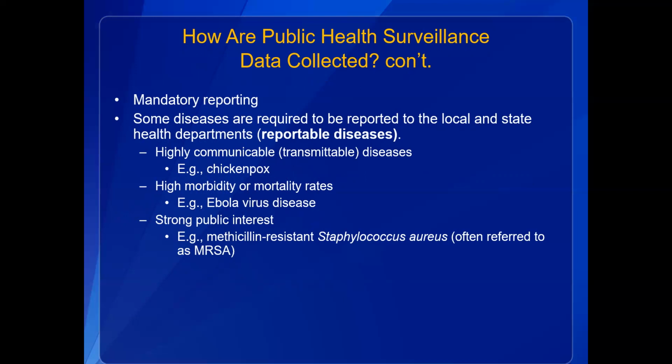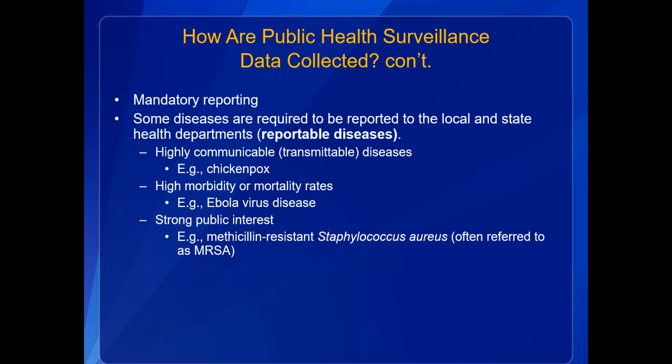Some diseases are actually supposed to be reported. Some diseases are required to be reported to the local, state, or health departments. We have what we call reportable diseases or notifiable diseases. Within our setting, there are conditions which are supposed to be reported. Most of them are highly communicable diseases, things like chickenpox, TB, measles. Those are notifiable diseases within our setting. So reportable diseases is the same as notifiable diseases. Diseases with high morbidity and mortality, things like Ebola virus, are notifiable diseases.